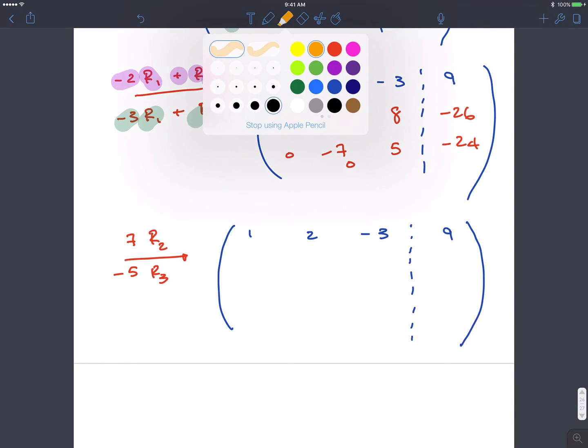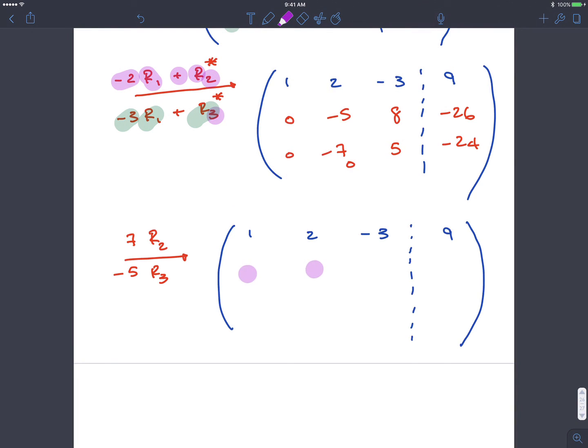Okay, let's use the same color format. I'm going to have a new row 2: 7 times row 2. So for every entry in row 2, I'm going to multiply it with a 7. Now let's see what we get. 7 times 0 is 0. 7 times -5 is -35. 7 times 8 is 56. 7 times -26 is -182. And that's for row 2.